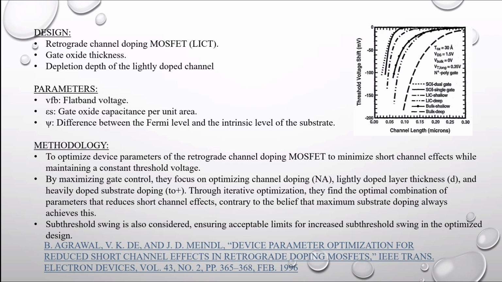By carefully tuning the channel doping, lightly doped layer thickness, and heavily doped substrate doping, the researchers aim to strike a balance that leads to superior device performance with reduced short channel effects and a constant threshold voltage. Overall, the study aims to shed light on the importance of carefully optimizing various device parameters to achieve the desired device characteristics and improve the performance of retrograde channel doping MOSFETs in nanoscale semiconductor technologies.